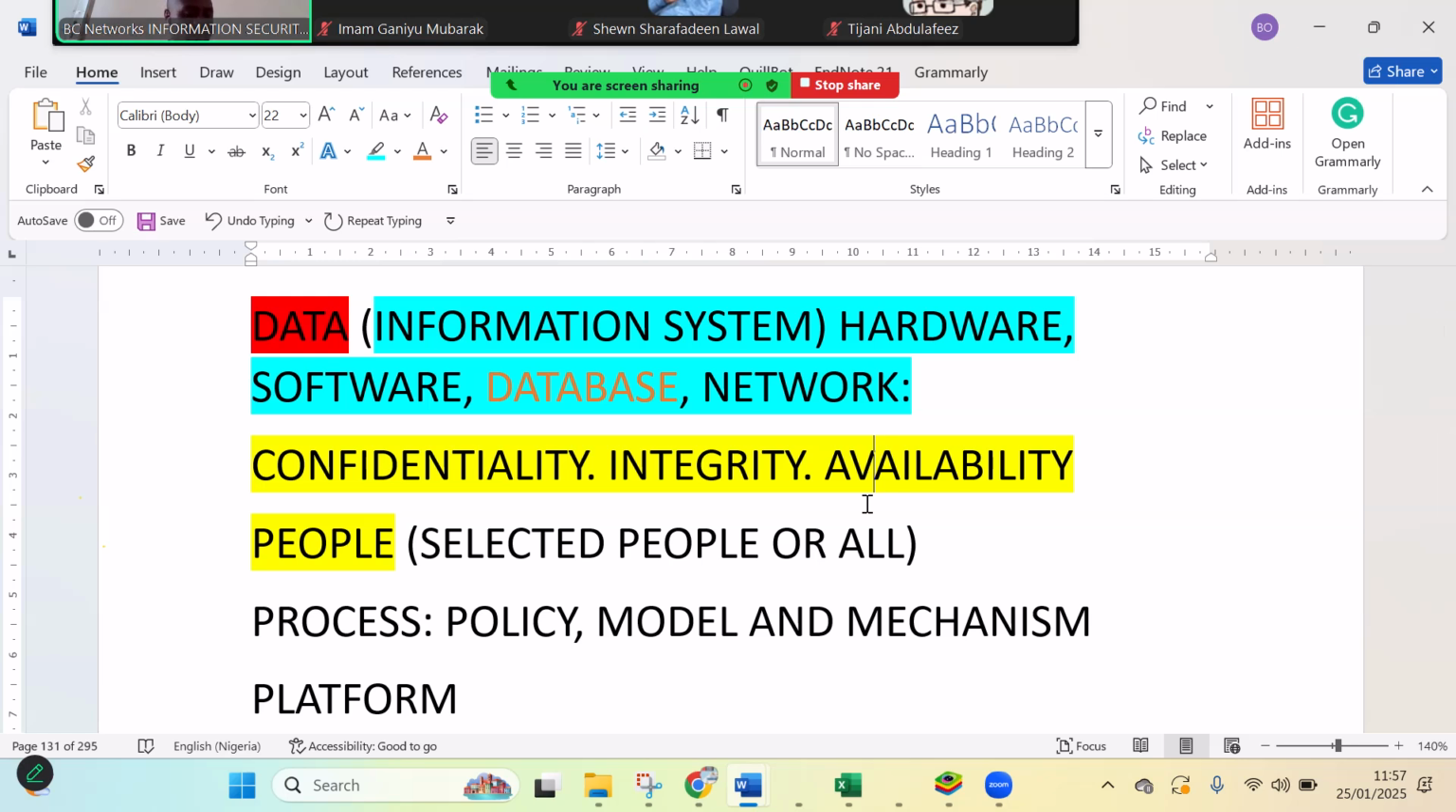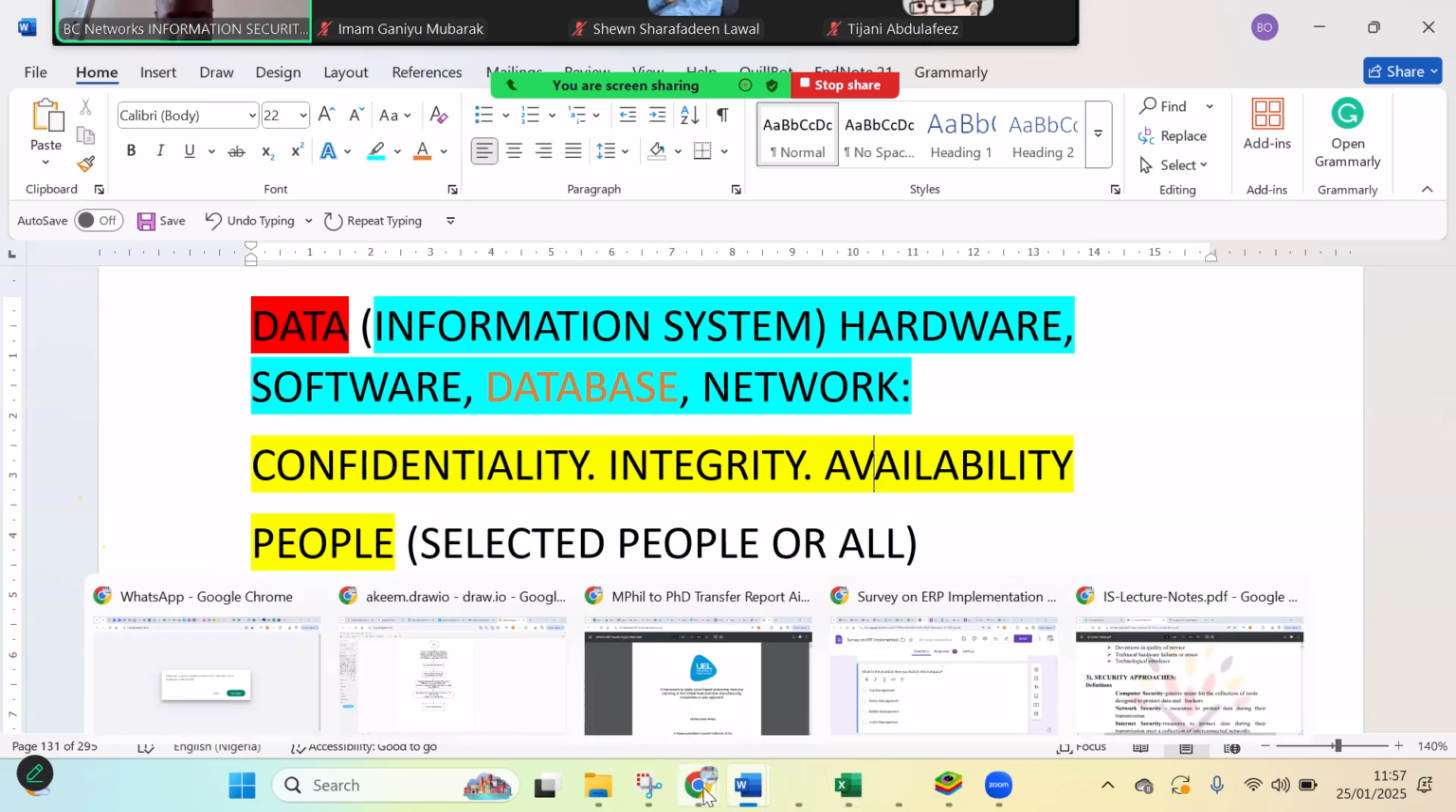You can see the terms of information security policy now. I'm going to explain this better using a framework.